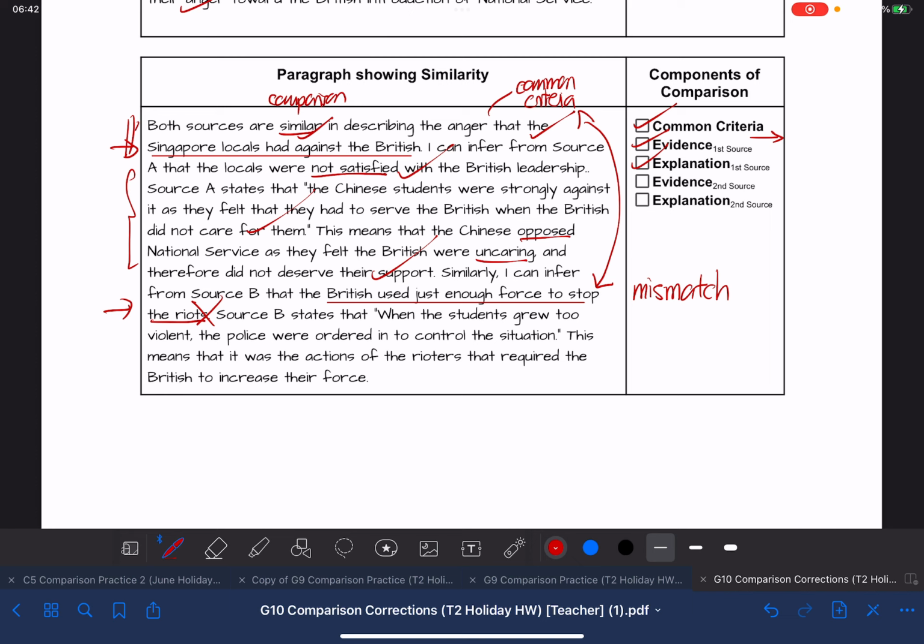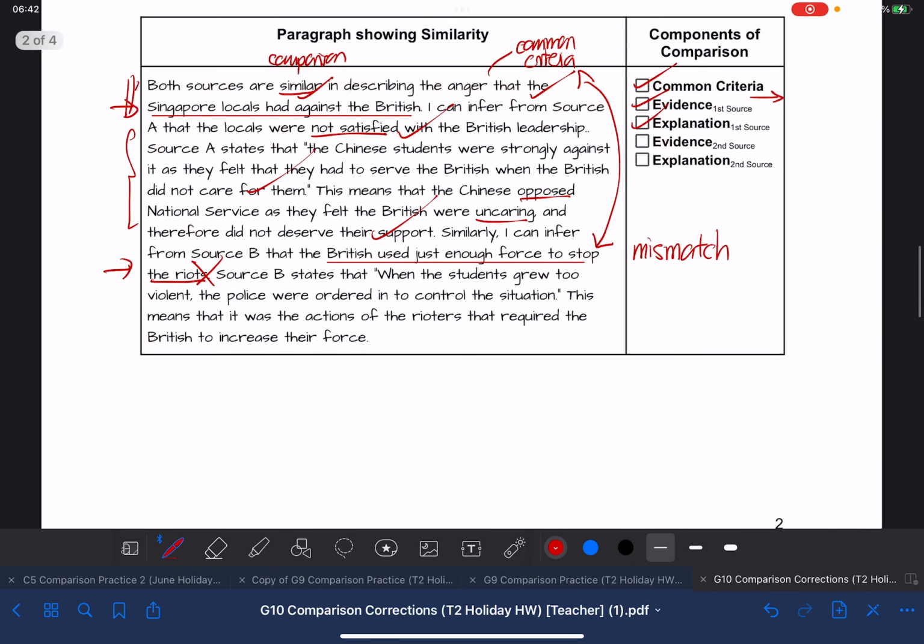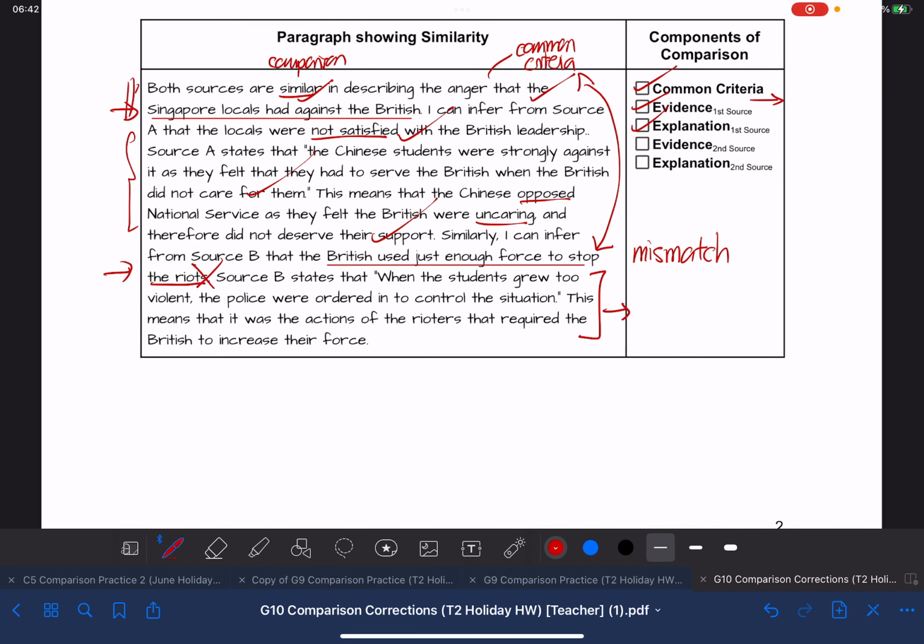And accordingly, let me see what evidence this student uses. Source B says that when the students grew too violent, police were ordered in to control, blah blah. It was the actions of the rioters that required the British to increase their force. So this is irrelevant. The moment there's a mismatch between the common criteria, or CC, and the inference, it's going to be wrong because it's not answering the question, the ADQ. So this is a bad example. I'll put a cross here, I'll put a cross here. Hopefully this makes it clearer.